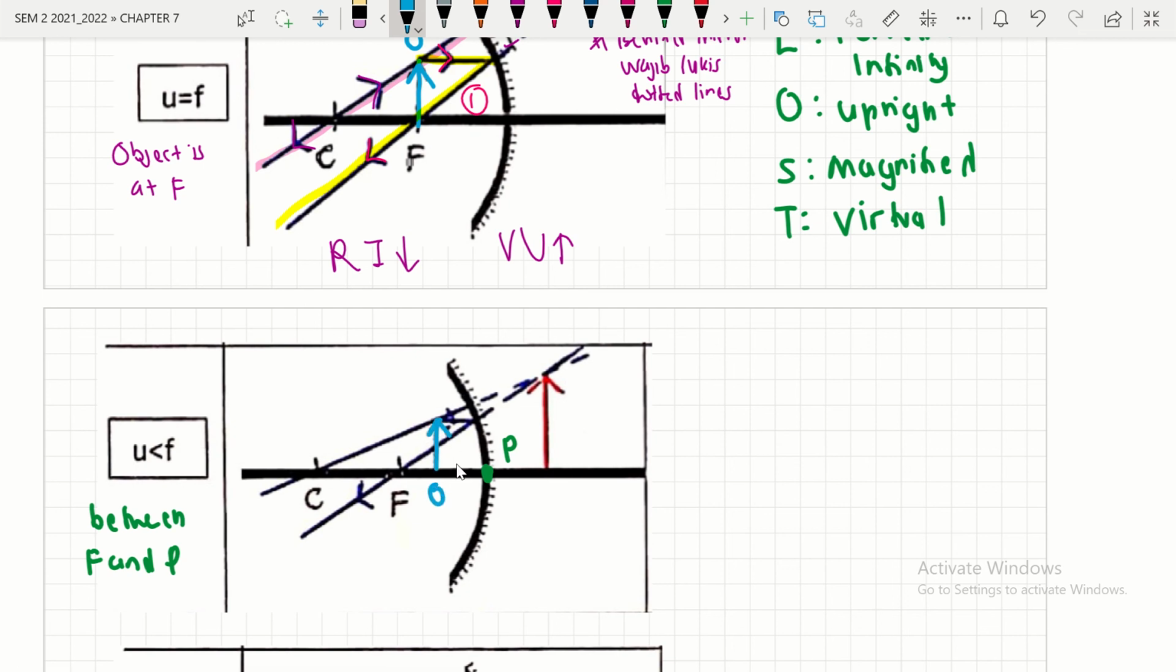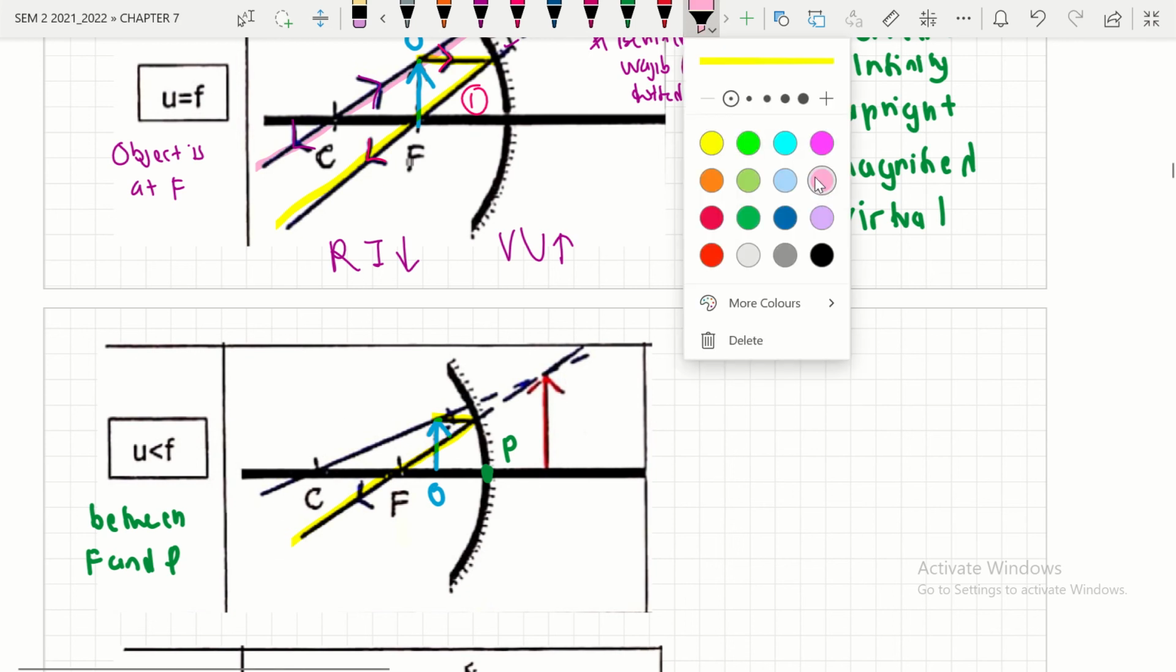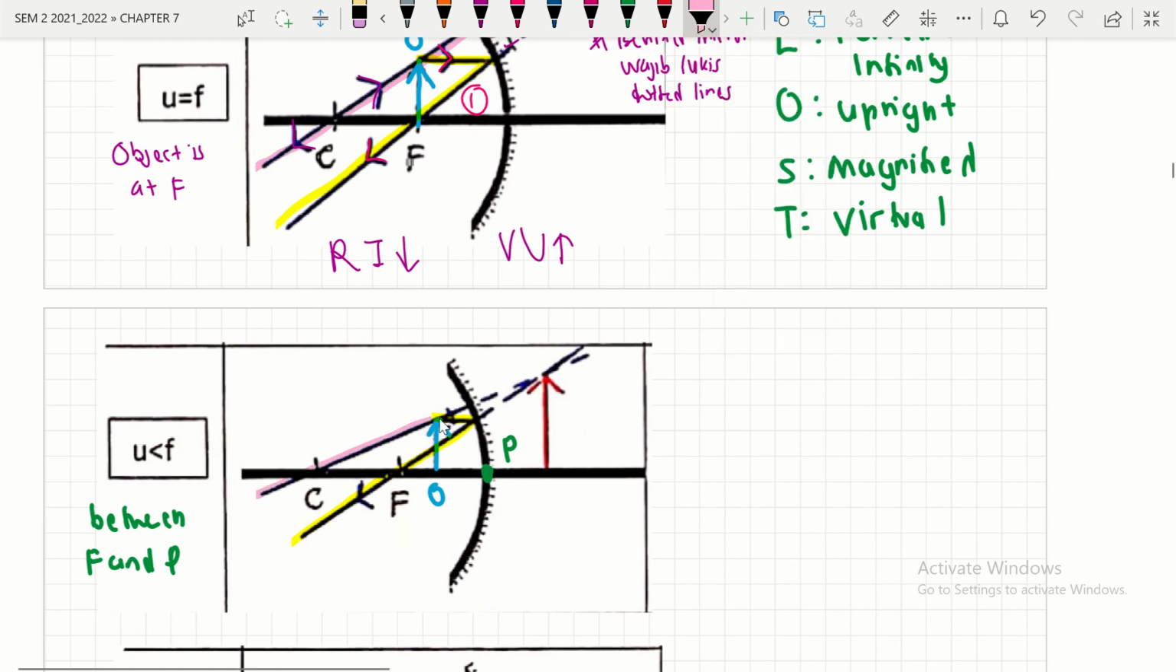So this is our object. Dan kita akan lukis ray diagram dia. So the first ray diagram yang Miss akan lukis adalah dia akan parallel to the principal axis and dia akan reflected through the focal point. That is the first one. And the second one Miss akan draw adalah dia pass through center of curvature and dia reflected balik pun through center of curvature. Ini awak kena lukis tu arrow ni untuk menunjuk ke mana ke arah dia.